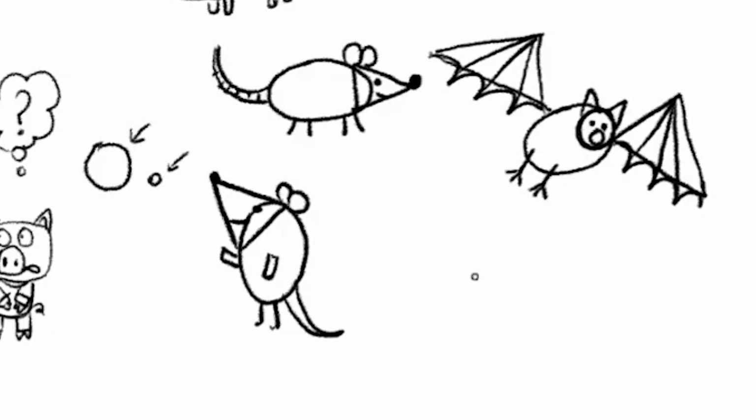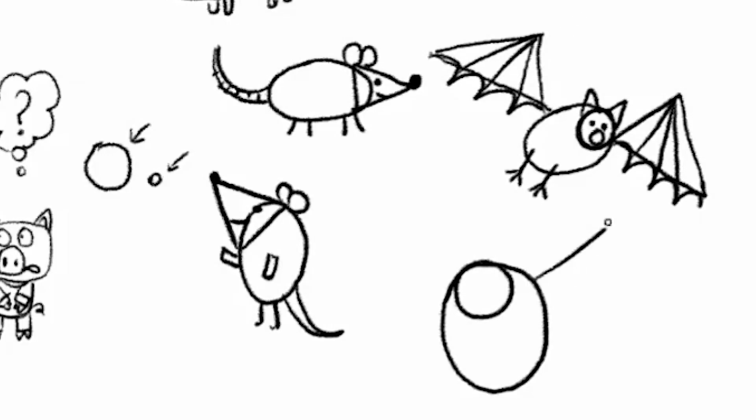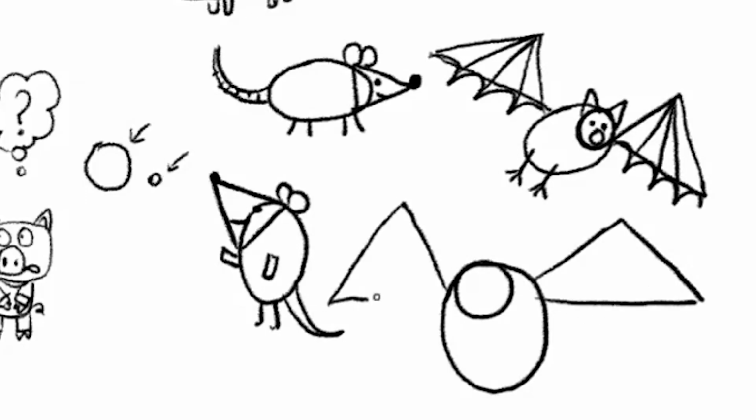Okay, let's practice drawing another bat. So let's draw the oval for the body, circle for the head, triangles for the wings, triangles for the ears, little muzzle here, two dots for the eyes. You can put a smiley face.